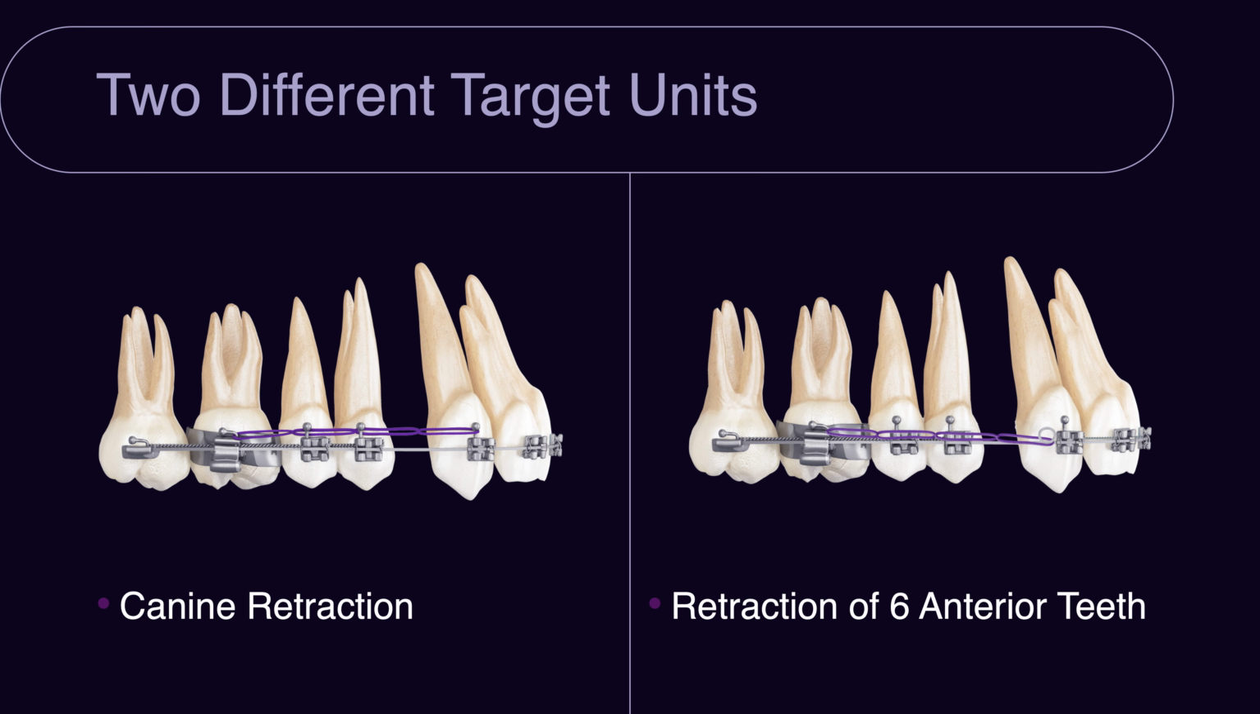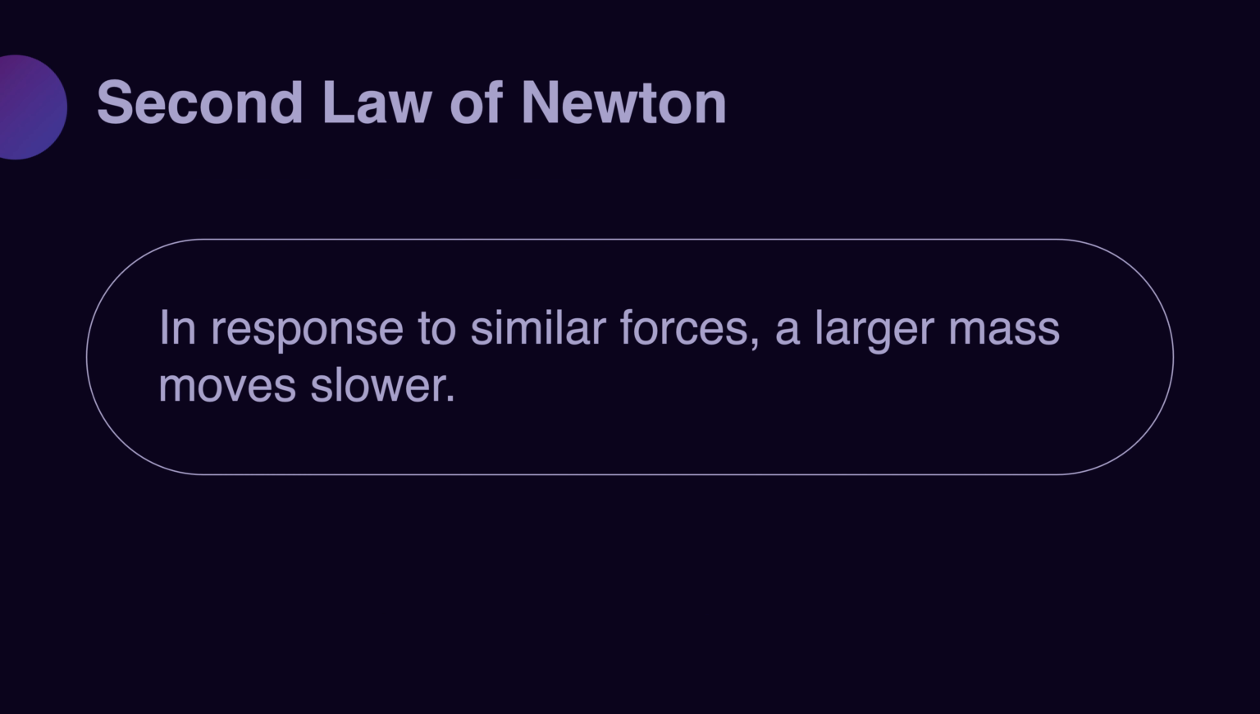However, before we reach the final conclusion, it's not a bad idea that we look at the problem also from the target unit perspective. When we have only the canine as a target unit, the rate of movement is much faster in comparison with the condition that we are retracting the 6 anterior teeth together. In other words, based on the second law of Newton, as we are increasing the size of the target unit, the rate of movement decreases.